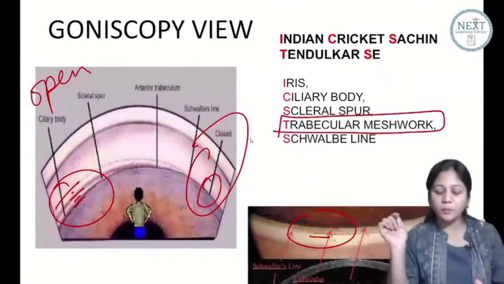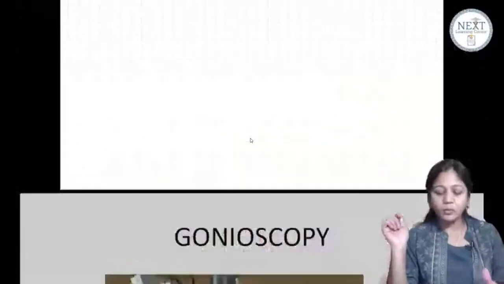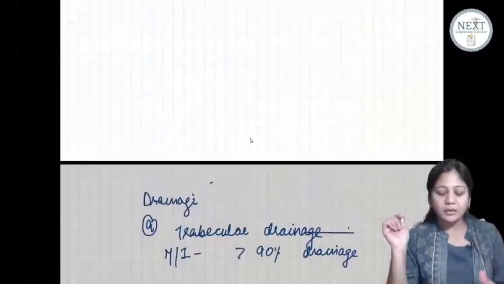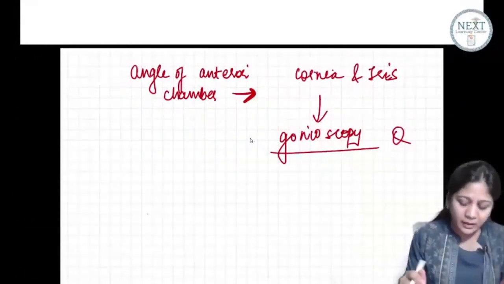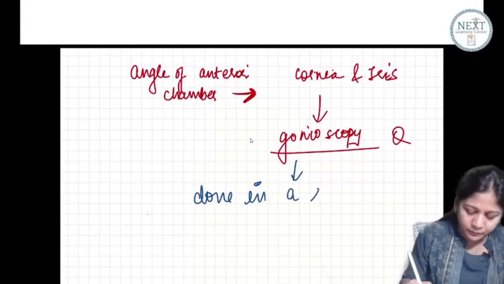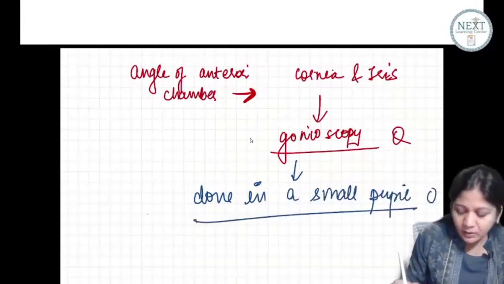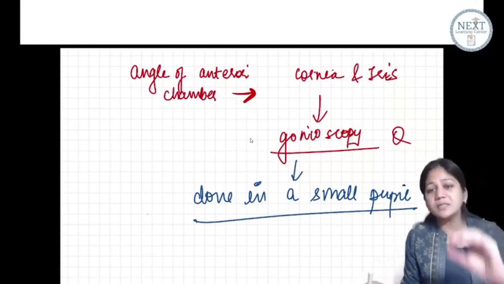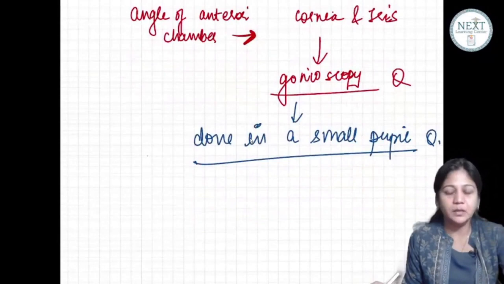What is gonioscopy? Will you all be able to tell this? So please write down for gonioscopy that gonioscopy is the only investigation which is done in a small pupil. When you have a small pupil, only then can you do gonioscopy. Never done in a large pupil. It's always done in a small pupil. Okay, please remember this.